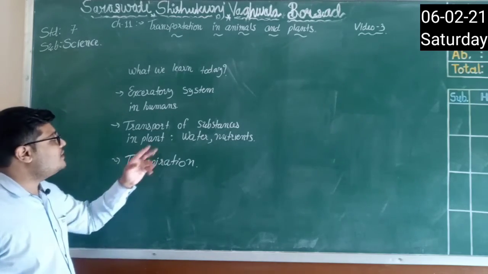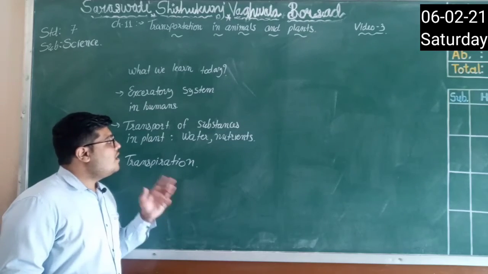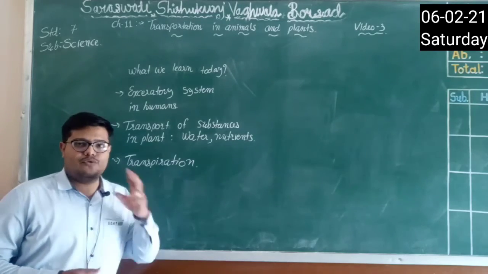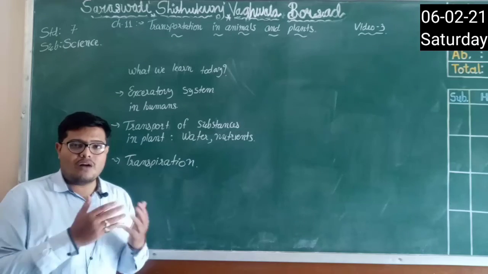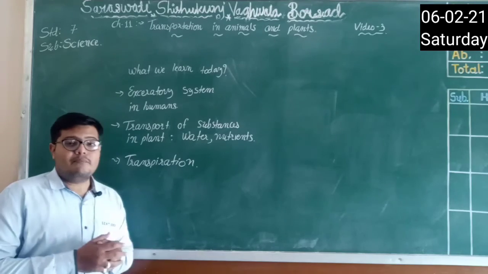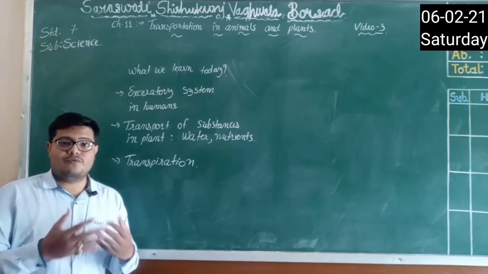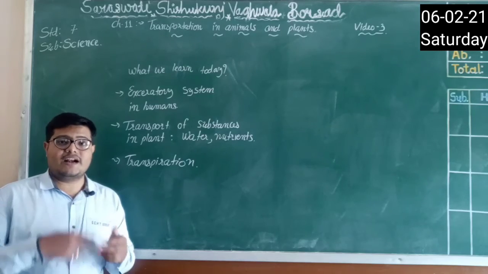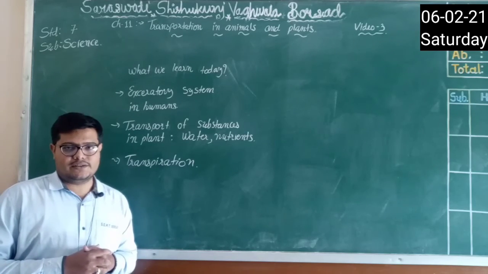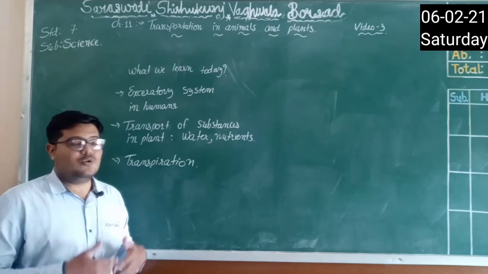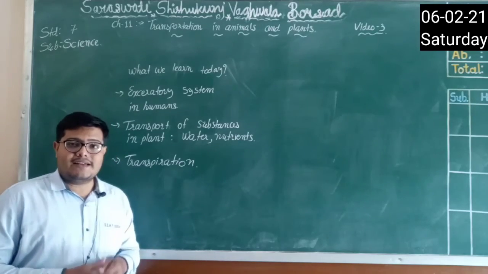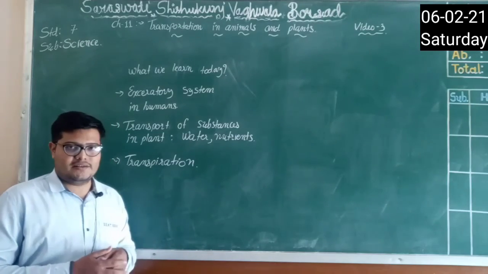The next one was the transportation of substances in plants. Two things we learned: water and nutrients, right? How water is transported inside the plants, and how nutrients or food get transported inside the plant. There are two vessels that we discussed here, xylem and phloem, right? Xylem transports water in the plants and phloem transports nutrients.